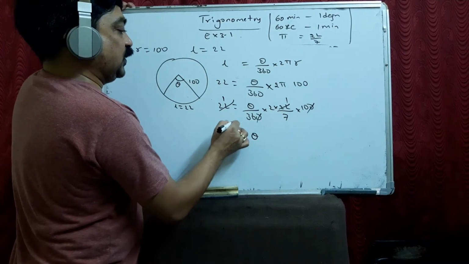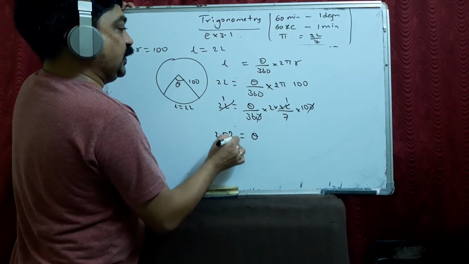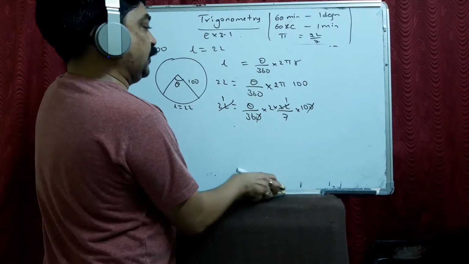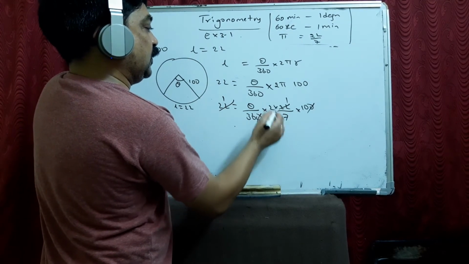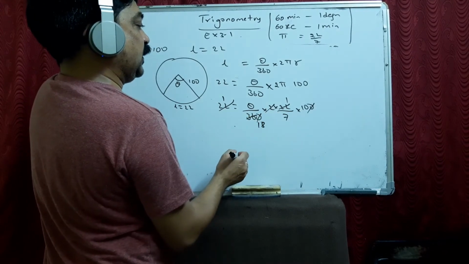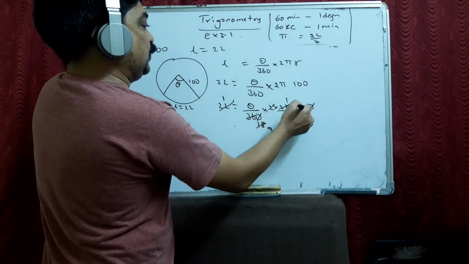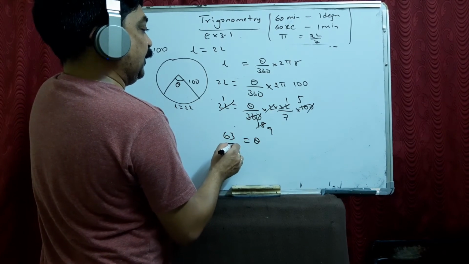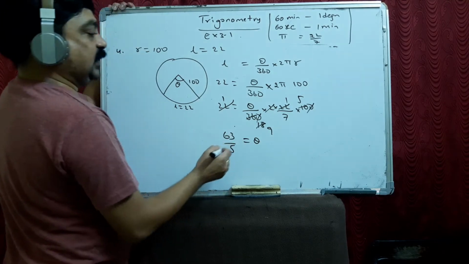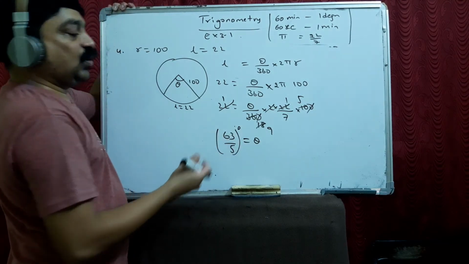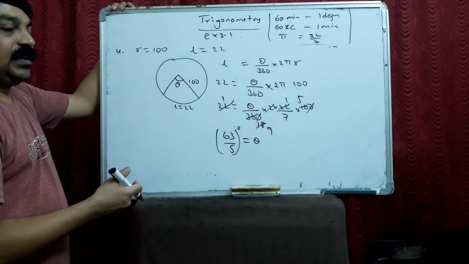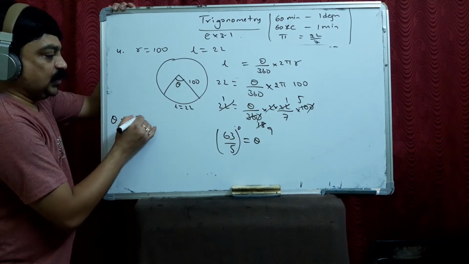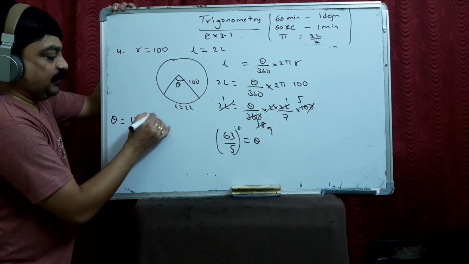this is 7642, 252 by... I think you can still cancel. 2 18s and 2 9s are 5 times. It becomes theta is 63 by 5 degrees. But we should not leave it like that. 63 by 5 degrees, again we have to convert. How? Theta is 63 by 5, which means 12 degrees 3 by 5 minutes.